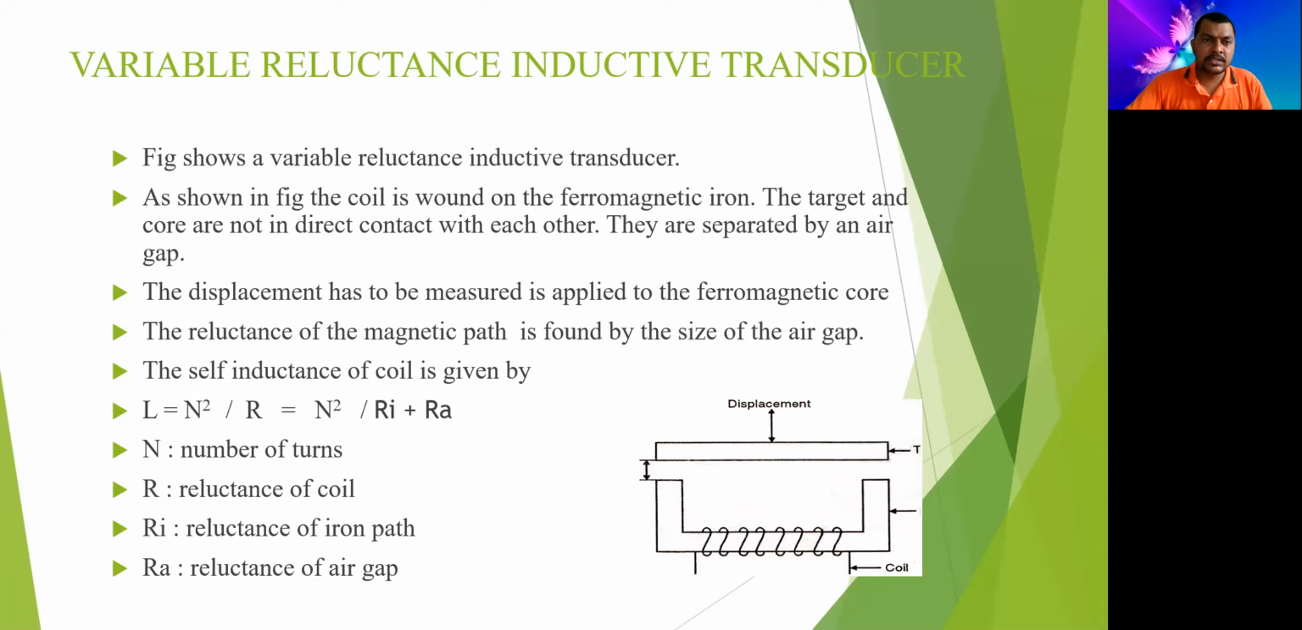Now the reluctance can be varied. As shown in the figure, the coil is wound on a ferromagnetic iron. This is a ferromagnetic material. The target and core are not in direct contact. They are separated by an air gap. Now this is the air gap that we are having, and the displacement to be measured is applied to the ferromagnetic core. The reluctance of the magnetic path is determined by the size of the air gap.